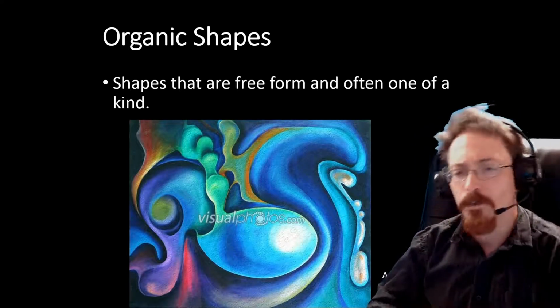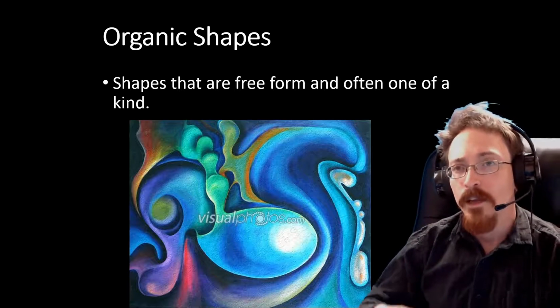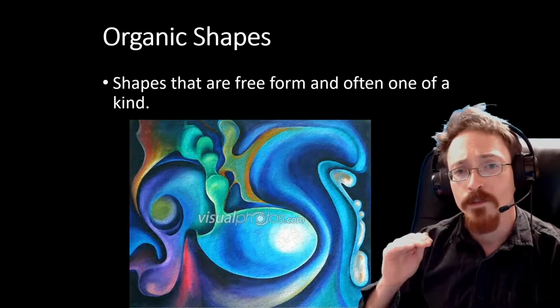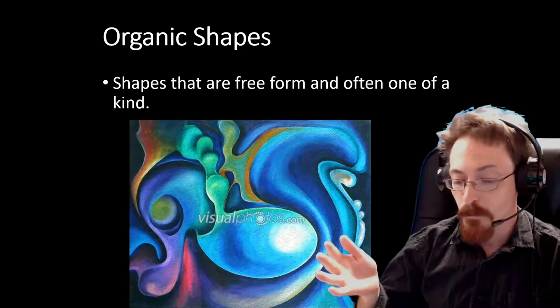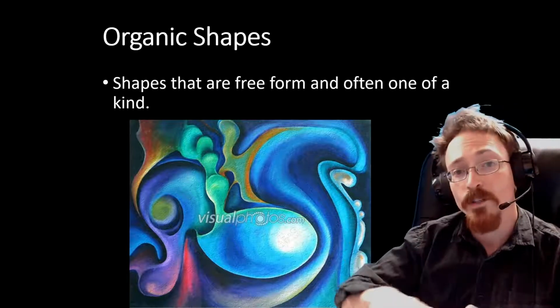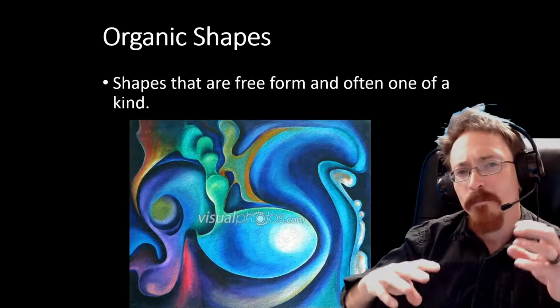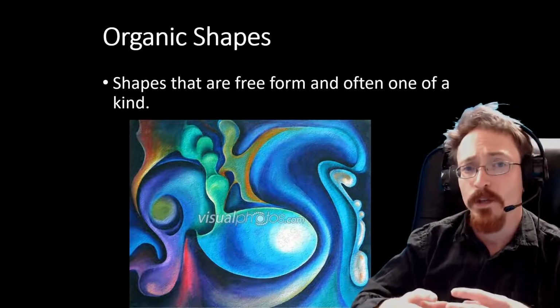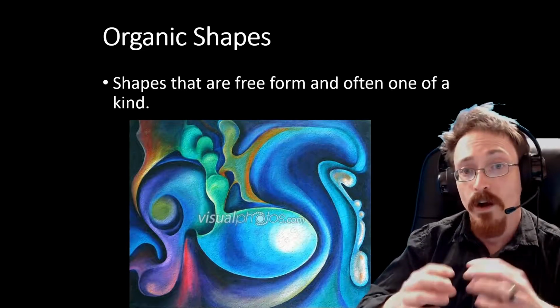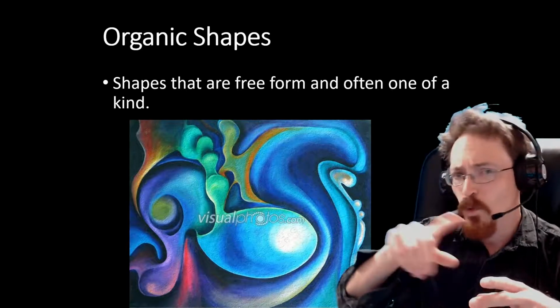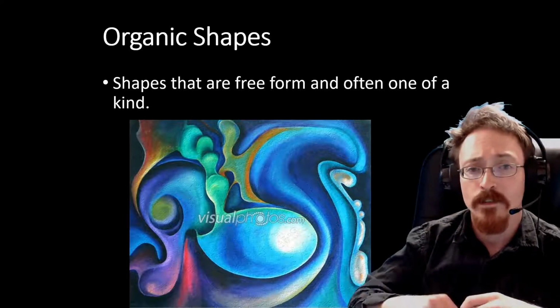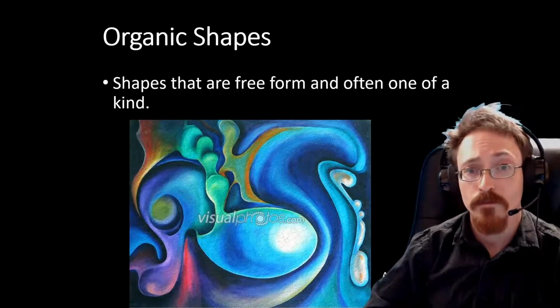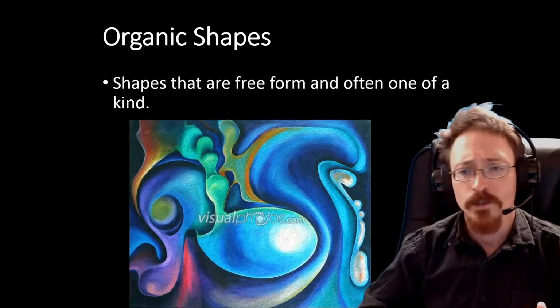A great example that I like to give my students is if you imagine yourself walking into a parking lot and there's a puddle there with some oil over top of it, and it makes all those really pretty colors, kind of like a rainbow. All of those real swirly shapes in there are organic shapes. So those are the two types of shapes.